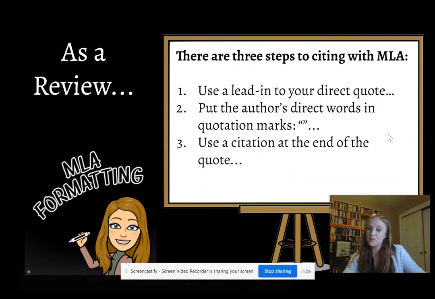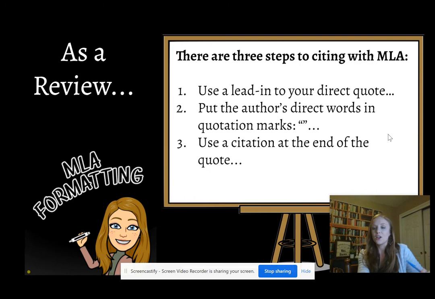And just as a review, one more time, there are 3 steps to citing evidence with MLA. You must use that lead-in to introduce your direct quote. You must put the direct quote within quotation marks, a beginning one and an end one. And you must use a citation at the end of the quote, which includes the author's last name and the page number within parentheses.